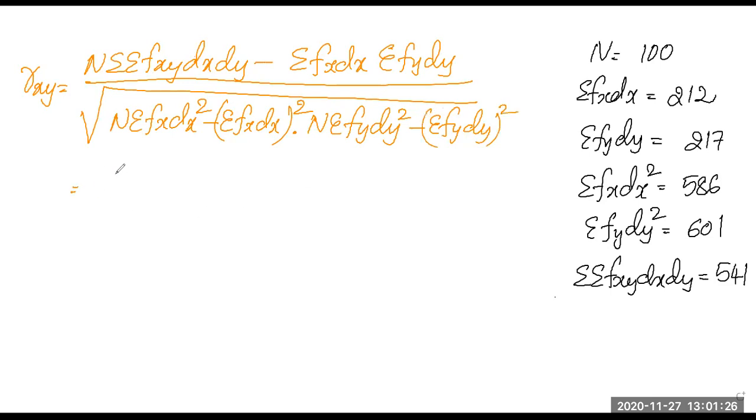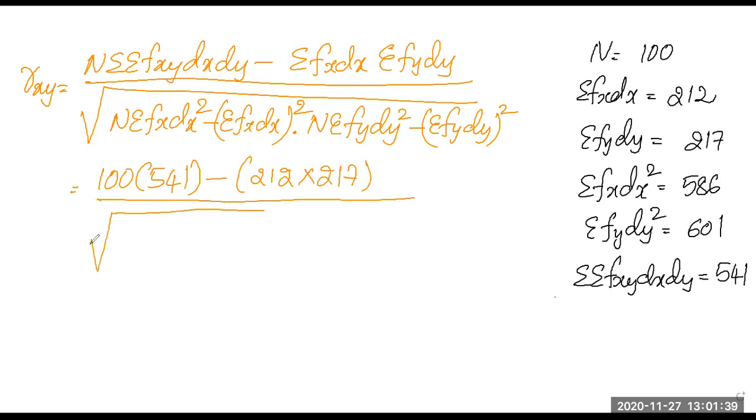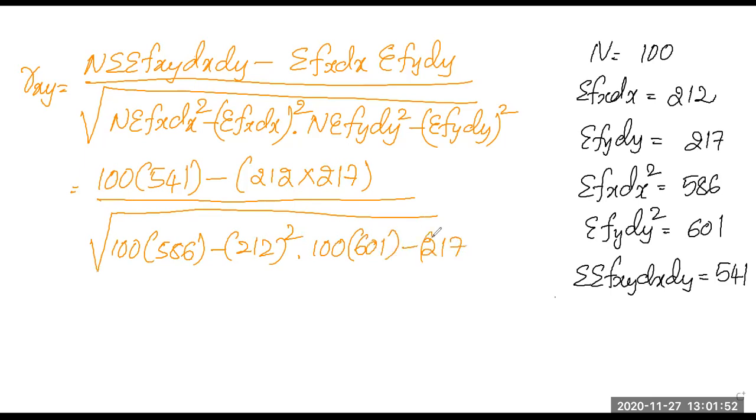Okay, now we are going to substitute: 100 open bracket 541 close bracket minus 212 into 217 close bracket whole, divided by square root 100 open bracket 586 minus 212 whole square into 100 open bracket 601 minus 217 the whole square. That is equal to, take your calculator.